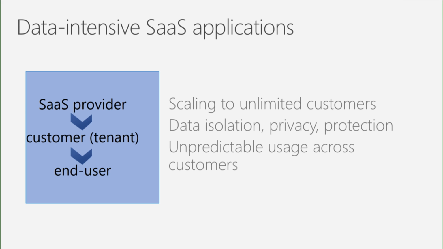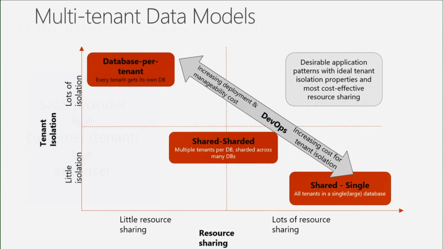In many cases, we need to make sure that one tenant cannot see data from another tenant. So tenant isolation requirements are sometimes quite strict, both from a privacy and security perspective, but also from a performance perspective. You want to avoid cases where one of your tenants essentially takes over the system and becomes a noisy neighbor to all of the other tenants that you have in the same application. So that's the unpredictable usage across customers aspect.